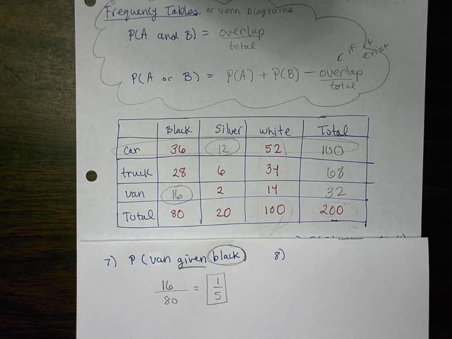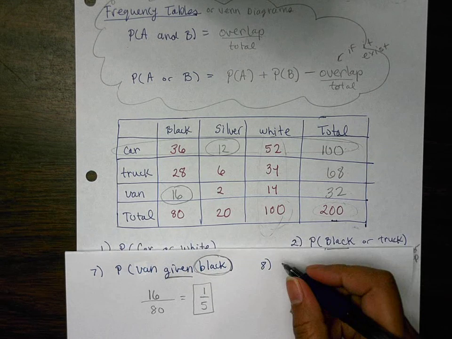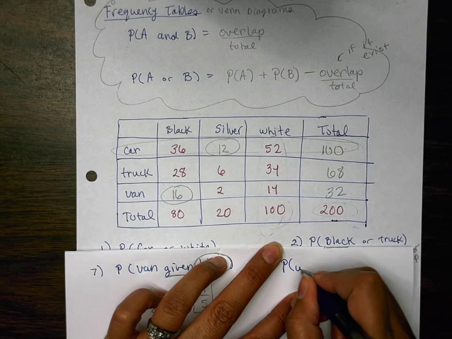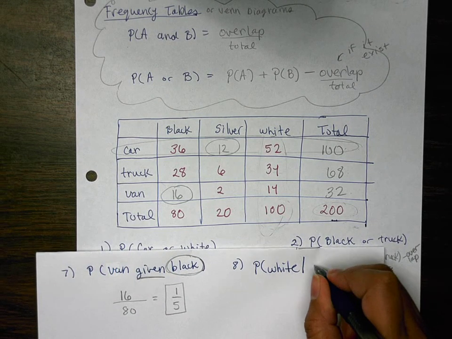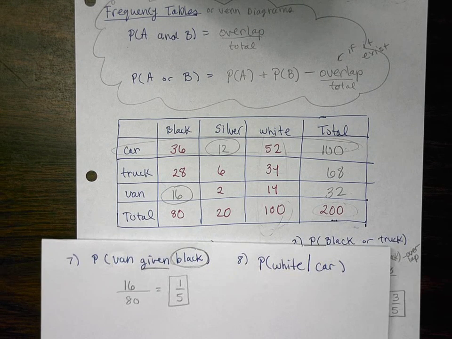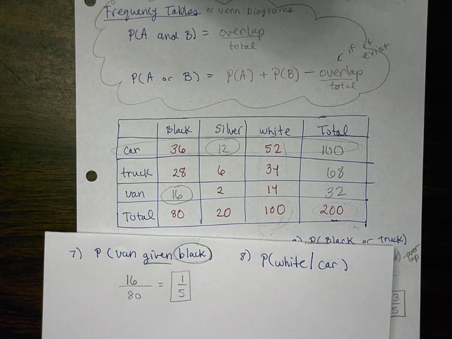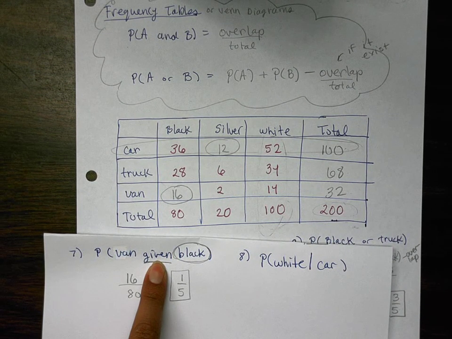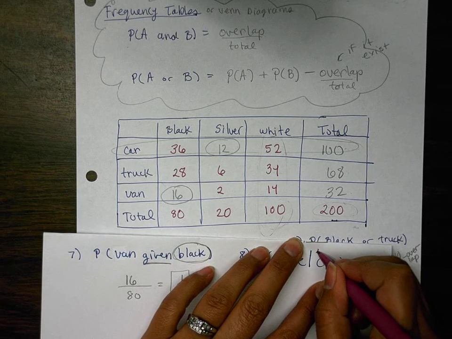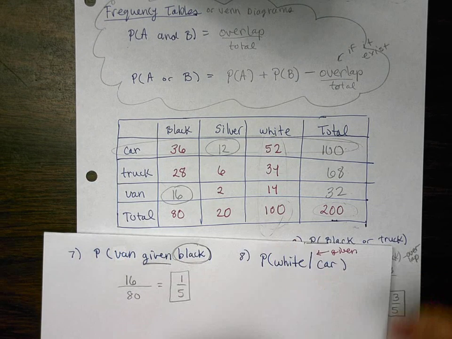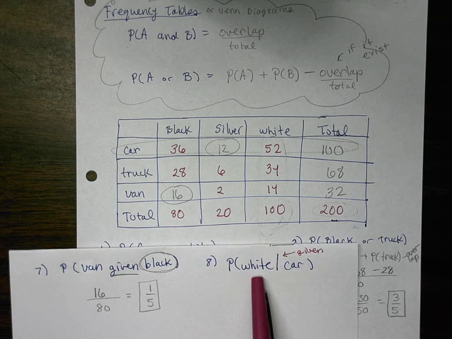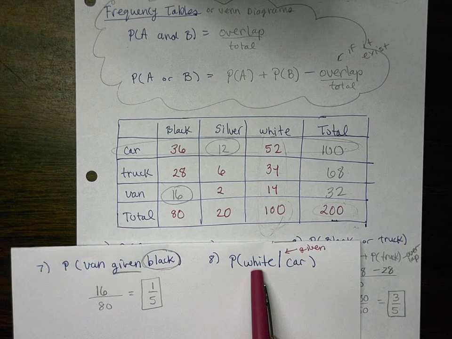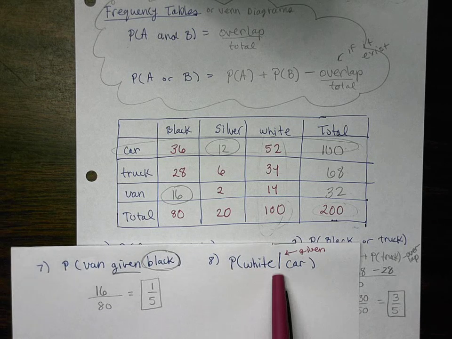Next one. Probability it is white, line, car. What does that line mean? It means given. So when you see the vertical line, what's the probability it is white given it is a car?